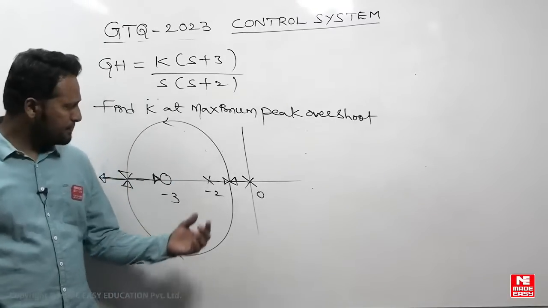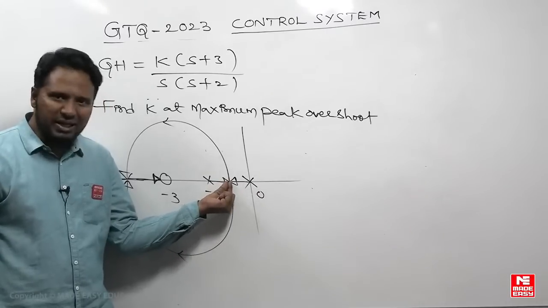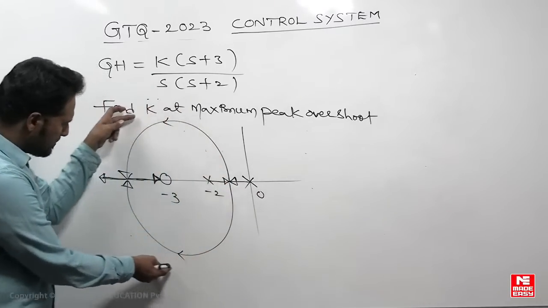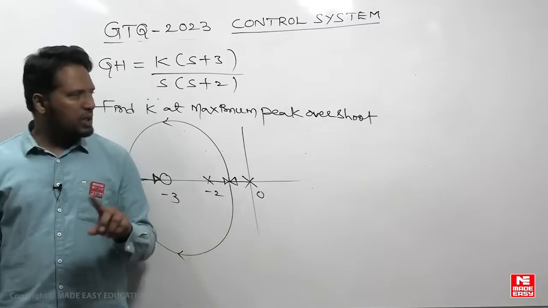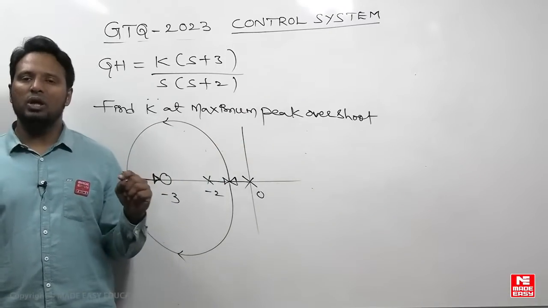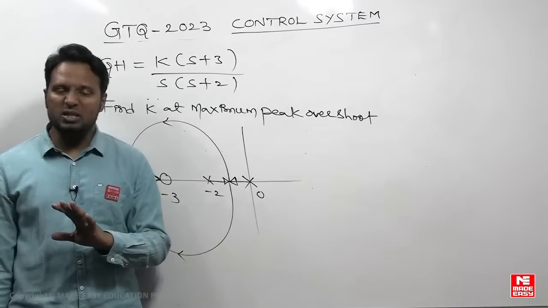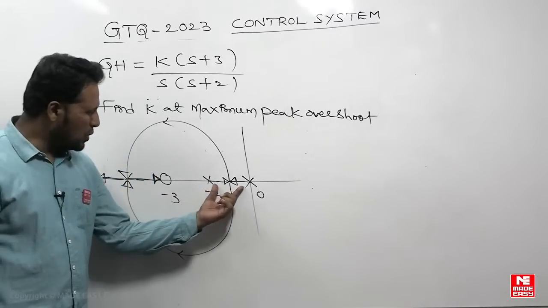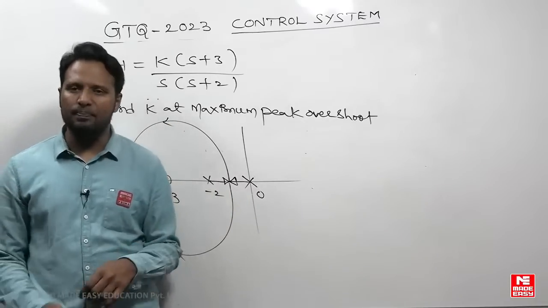I need your attention. Initially the system is overdamped. Later it becomes critically damped, then underdamped, then critically damped again, and finally overdamped. Remember, overshoot is exhibited only by underdamped systems. Overdamped and critically damped systems don't exhibit any overshoot. So overshoot will not occur in overdamped or critically damped systems; it occurs only in underdamped systems.